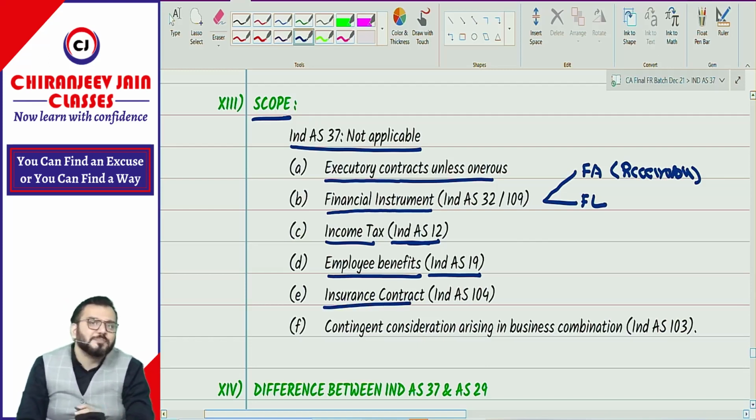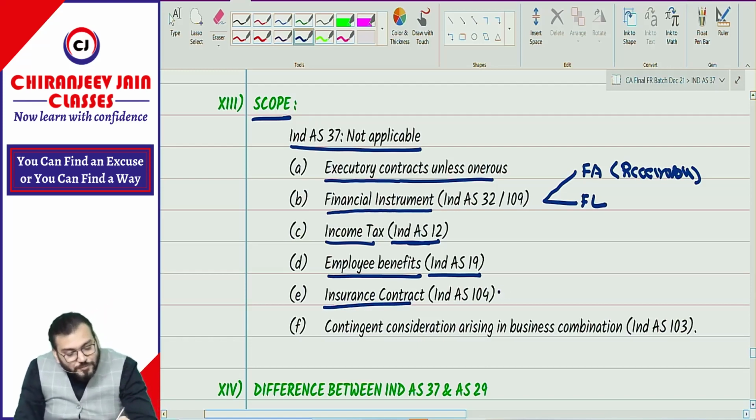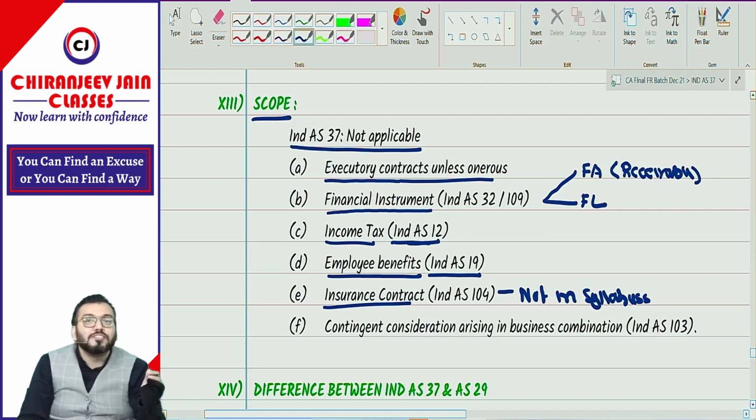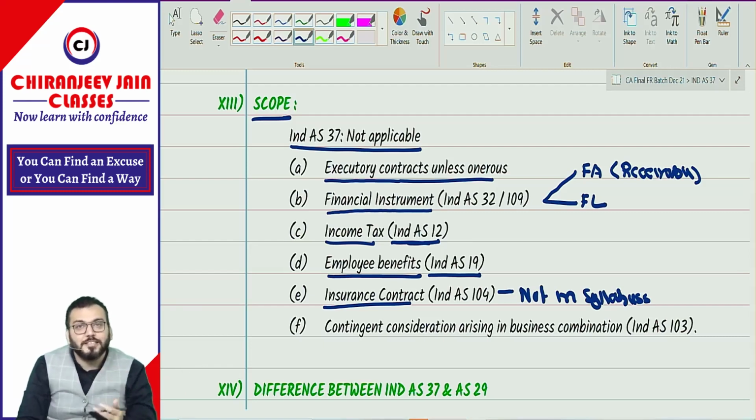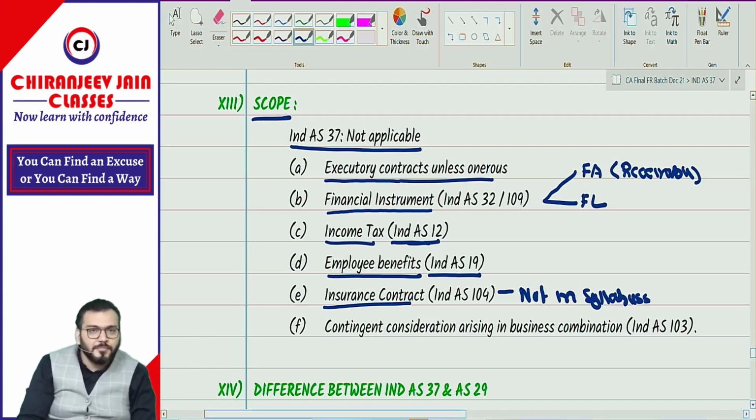For insurance contracts, a specific Ind AS is there, Ind AS 104. The good point is that this is not in our syllabus. Ind AS 104 is not in the syllabus. Why? Because Ind AS 117 is coming soon. When Ind AS 117 comes, this will be deleted permanently. Therefore, ICAI has intentionally deleted this Ind AS because it has not given the correct accounting treatment. Ind AS 117 is in draft state. Understood?